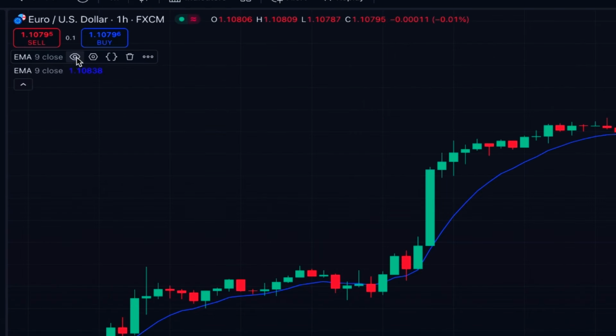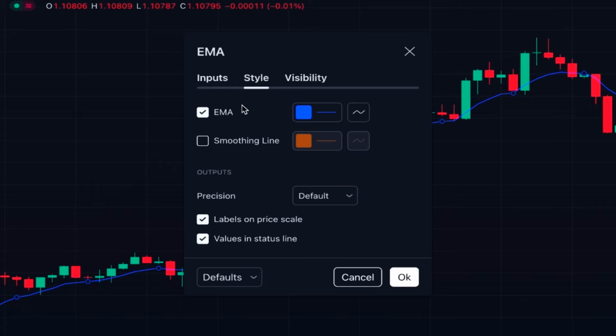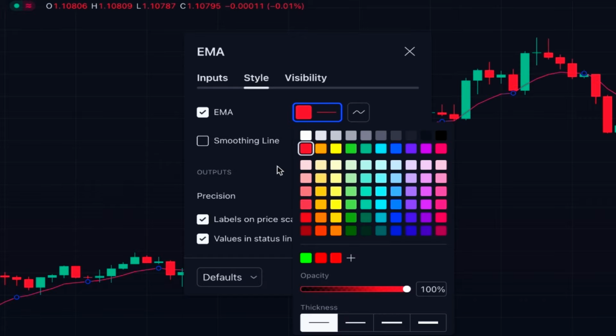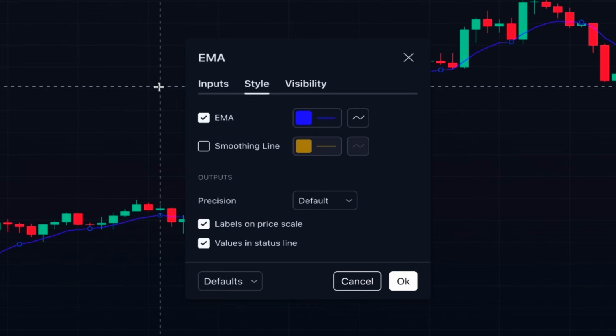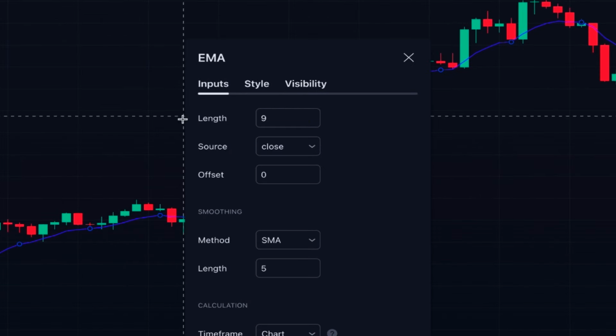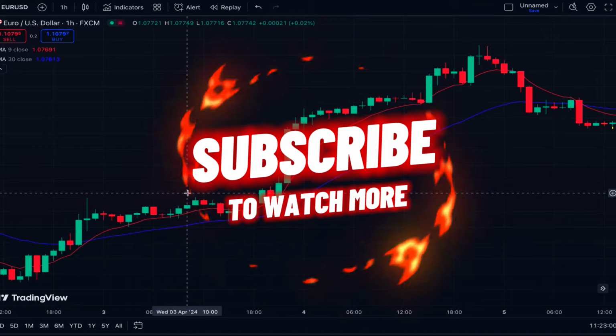For one of the moving averages, we set the length at 9, and here in the style tab, we change the color to red. And then for the other moving average, we set the length at 30. Here in the inputs tab, we set the length at 30. And the color blue is okay for this moving average. Everything is already set on the chart, and let's see how we trade based on this setup.